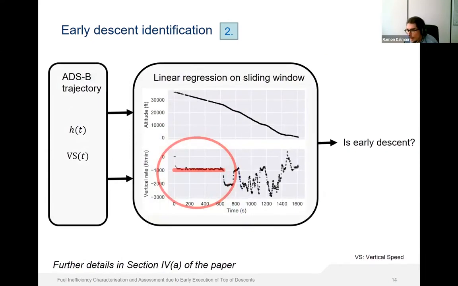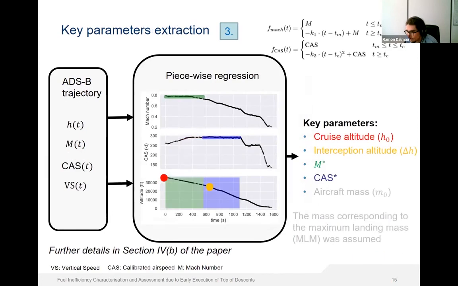In this study, we propose a very simple method to detect early descents that only requires altitude and vertical speed profile. And this data can be obtained from ADS-B. You could find more details in the paper, but essentially, we process the altitude and the vertical profile using a sliding window of 10 seconds in order to identify with a linear regression whether the first segment of the descent is performed at a constant vertical speed of minus 1,000 feet per minute or not. If the answer to this question is yes, then we are observing an early descent. Otherwise, it's not an early descent.